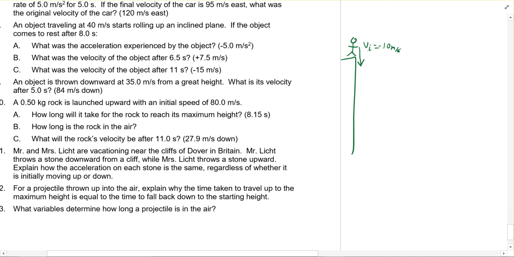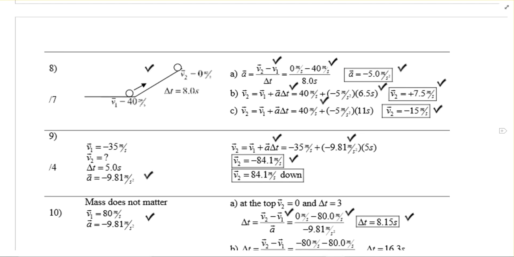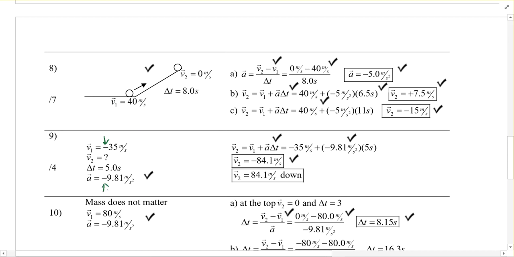So for number 9, one thing that might have thrown you off, well, two things. You might have forgotten the negative sign for the VI because it's downward. But the other thing that might have messed you up was that the acceleration is still negative 9.81. So everything's the same. We just have this negative 35 now.